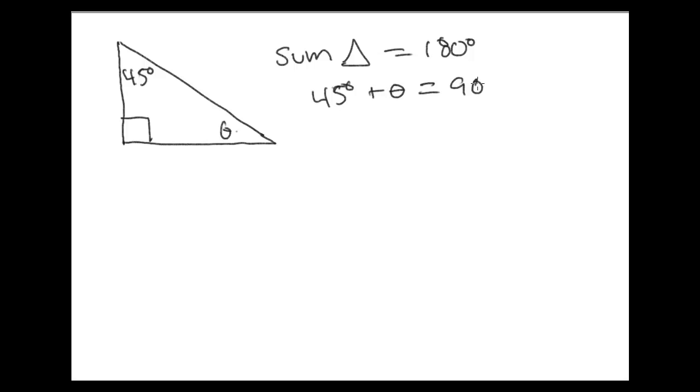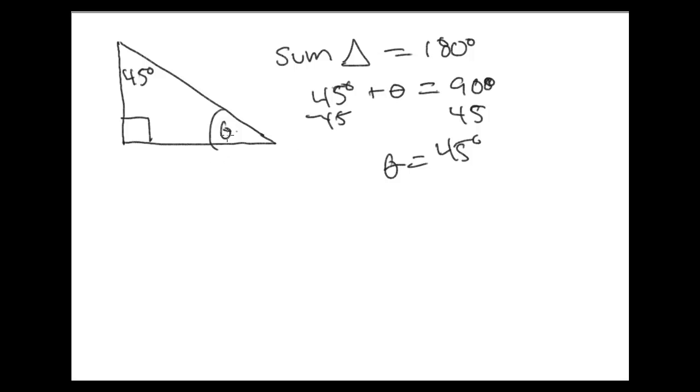Alright, let's say you're given a right triangle. You know that one of the angles is equal to 45 degrees, the other is equal to theta. You know that the sum of all the angles inside of a triangle must equal 180 degrees. If this is a right triangle, so that angle is equal to 90 degrees, which means that this angle plus theta must equal 90 degrees. To get theta by itself, we subtract 45 from both sides, leaving you with theta equals 45 degrees.